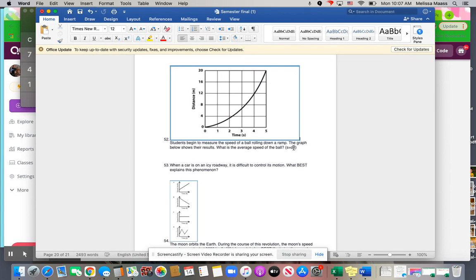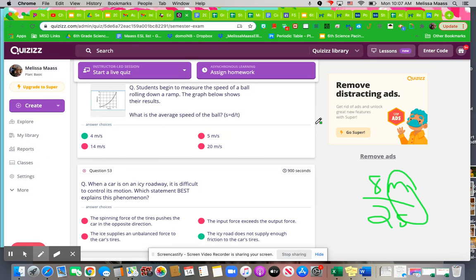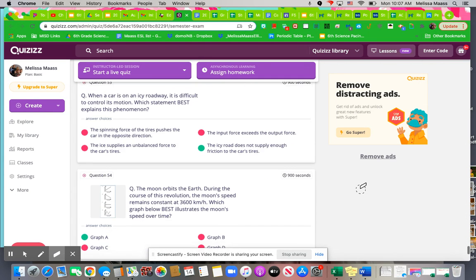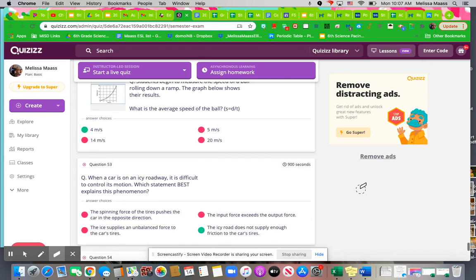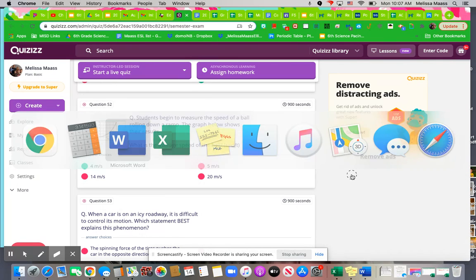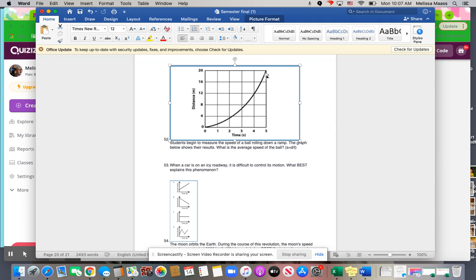What is the average speed of the ball? When we're calculating that, we just go right to the end. The end points are 5 and 20. Remember, I can only type on the actual screen here on Chrome, so I'm going to go to this question. I did say on those results that you go right to the end point, the last 2 points here. So we see that the time is 5 and the distance is 20.